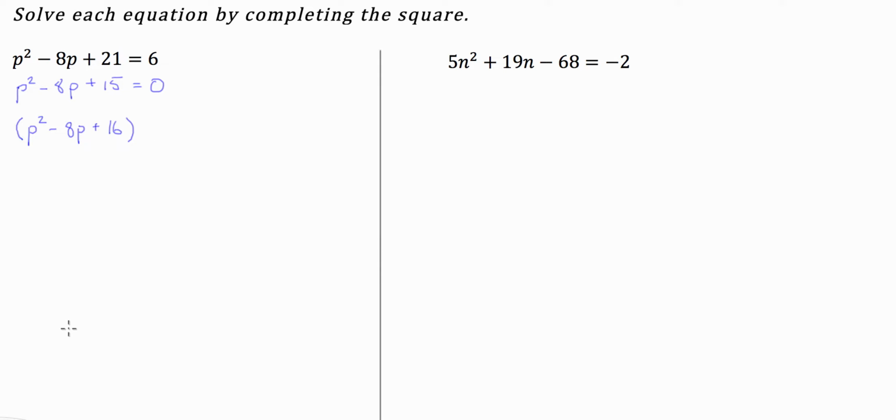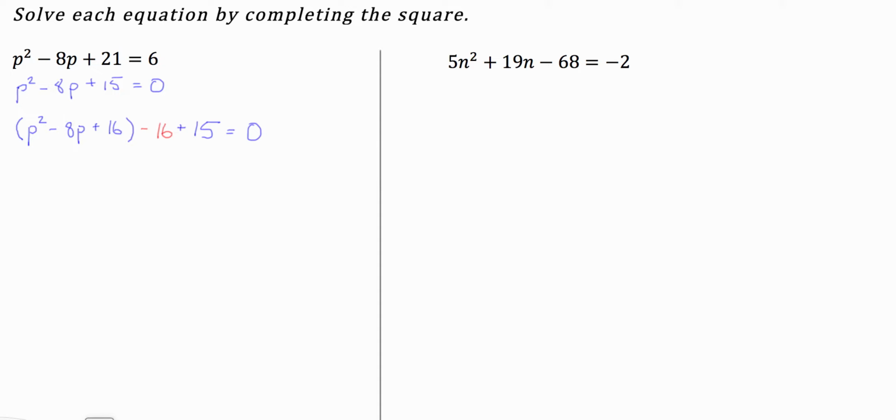Then we have to discount the fact we've just added this 16 term. So we're going to get rid of the 16, and then we're going to add back on our 15 again. And that has to equal 0.